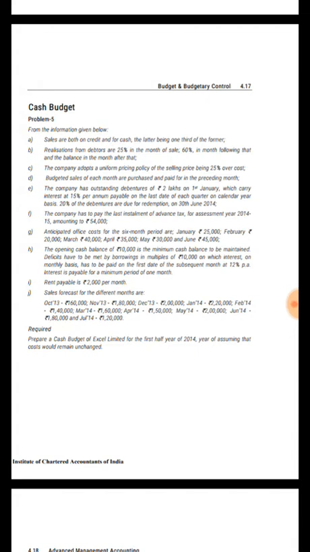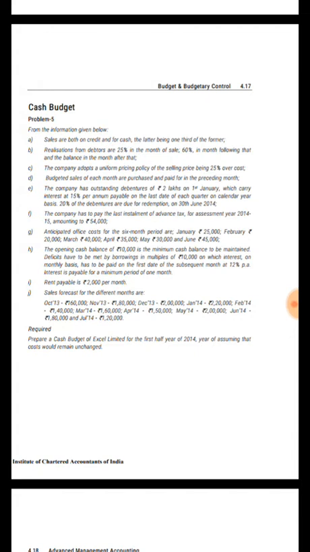Then the company has to pay the last installment of advance tax for assessment year 14-15, amounting to 54,000. So that will be paid in March, because last installment of advance tax is paid in March. The anticipated office cost for the 6-month period, January to June, they have given respective cost.